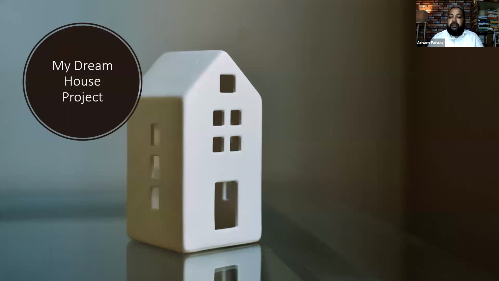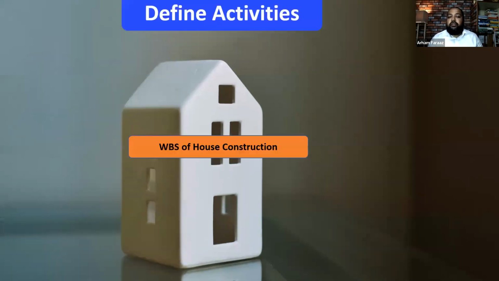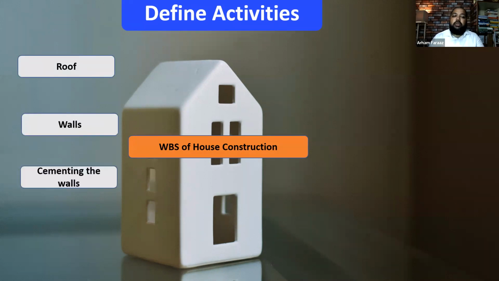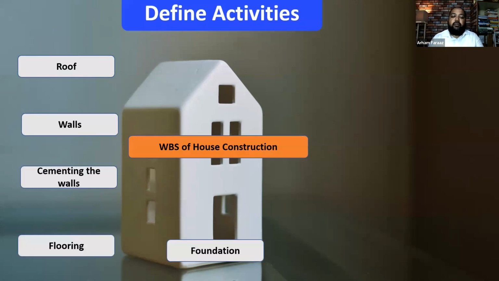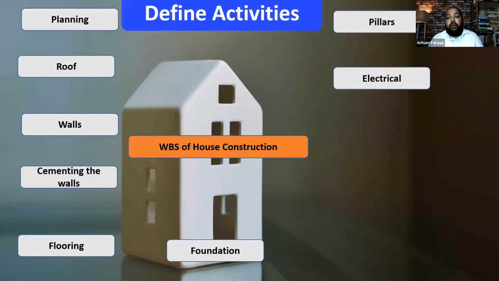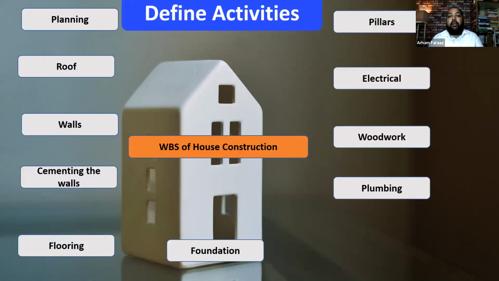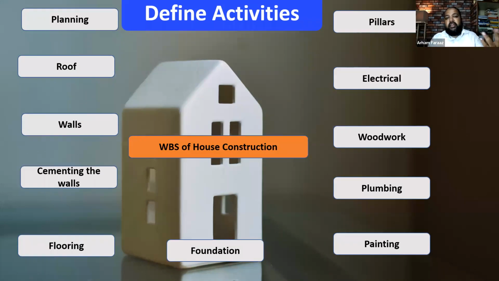So first thing is, based on the scope of the work, define activities from the work breakdown structure of the house construction. A lot of things will be needed to build the house, like we'll have to have a roof for the house, walls, cementing on the walls, and then foundation, flooring, planning, electrical work, pillars, woodwork, plumbing, and painting. So many activities are expected to be done when you want to build a house. They're very, very basic activities. Just put a list over here so that I can explain the concept of schedule management.